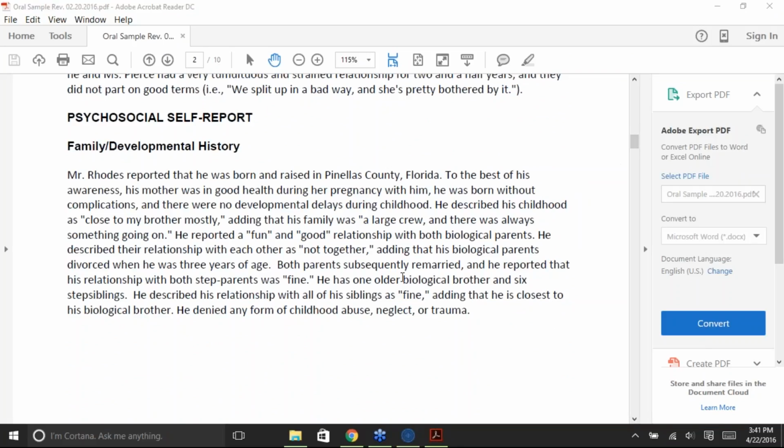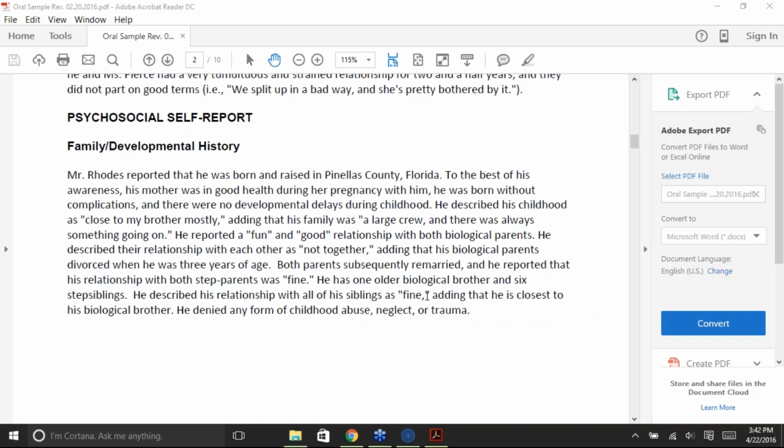I see we have a question here from Johanna. What if the client doesn't know their birth or other information? Then I would say that the client doesn't know it, that the client reported to me that they aren't aware, for example, of where they were born, or that the client reported that they were not aware of what their birth order is in the family.